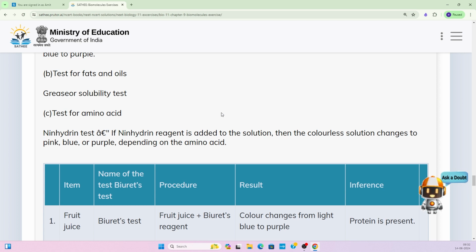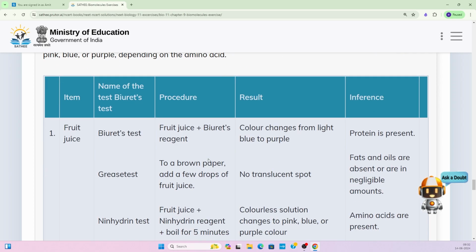So the ninhydrin reagent is a colorless solution, it does not have any color. But when you add it to certain amino acids, it can change to pink, blue, or purple depending upon what type of amino acid it contains. So this is the test for amino acids.